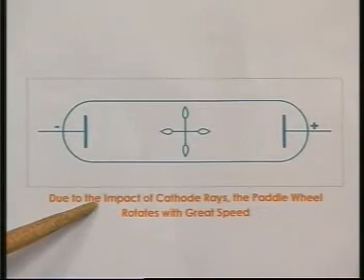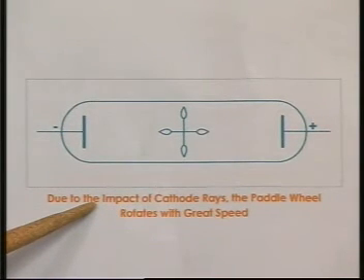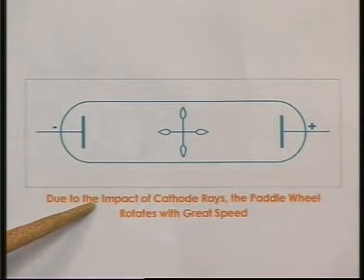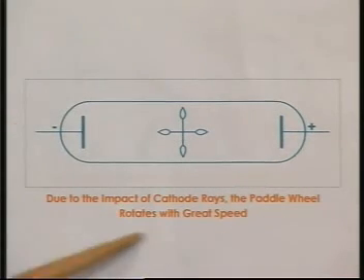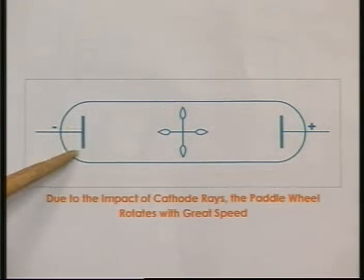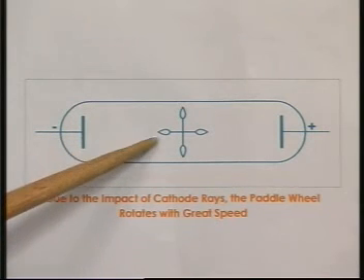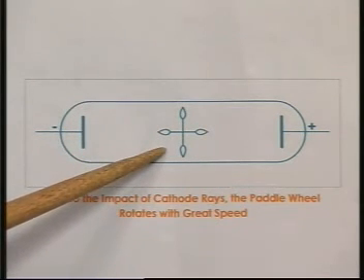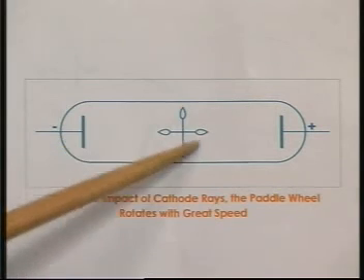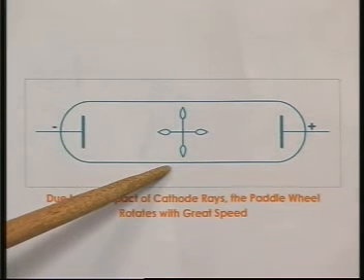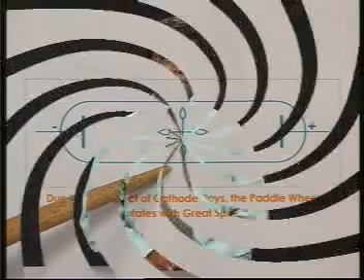Third property: cathode rays travel with one-tenth the velocity of light, and hence they possess great kinetic energy. This can be clearly understood by the simple experiment. When the cathode rays are made to fall on a mica paddle wheel, the wheel starts rotating. This experiment shows that the rays possess a great amount of kinetic energy.